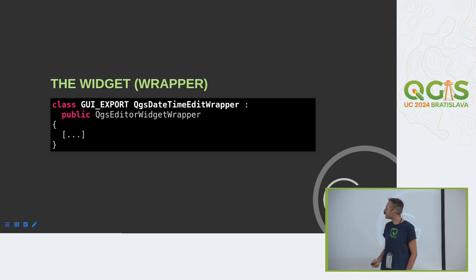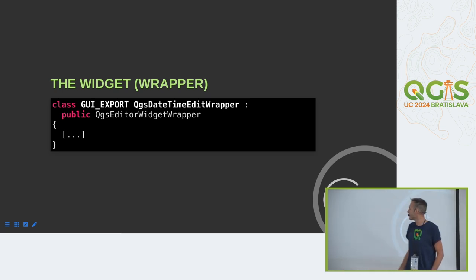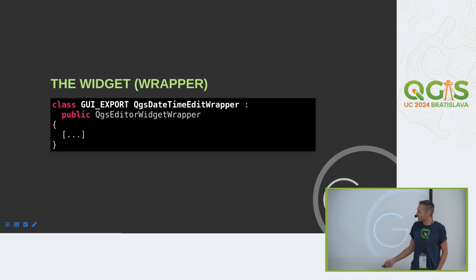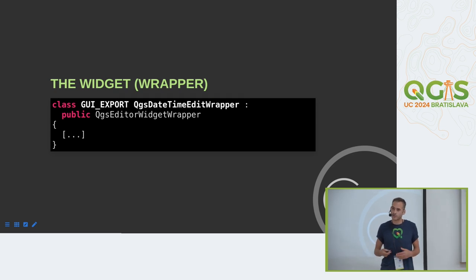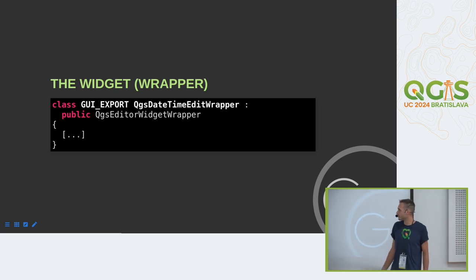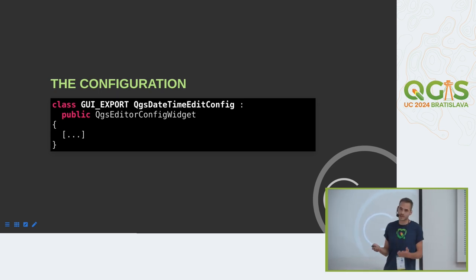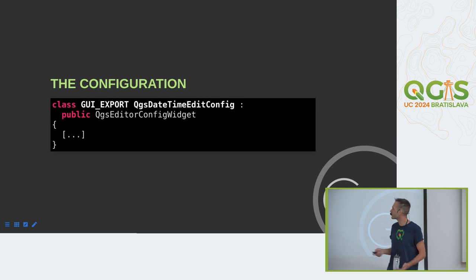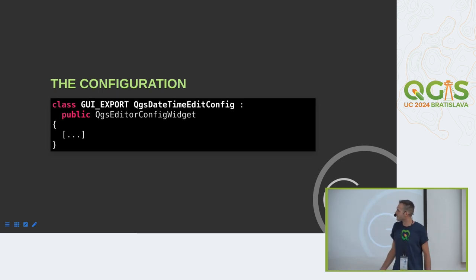of the widget together. And here the example, like it's coded, QgsDateTimeEditWrapper is based on a base class, the editor widget wrapper, and all the widgets in QGIS, the form widgets, are based on this base class. Then the second component is the configuration, what you've seen with activating, deactivating buttons. It's here as well, the datetime edit config inherits the editor config widget. As well, a common base class here.